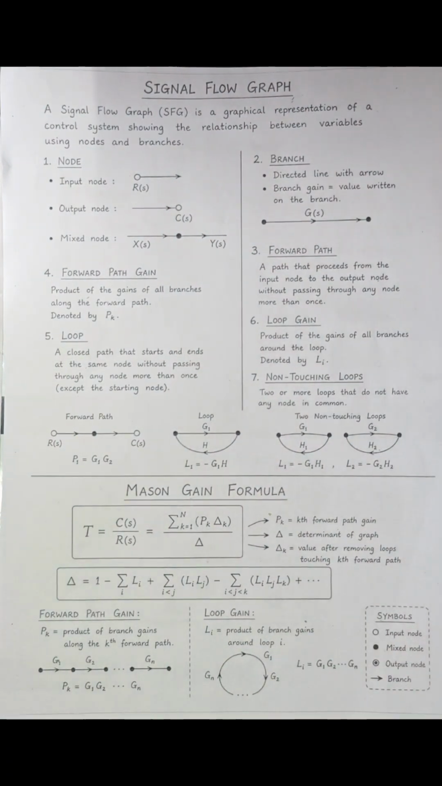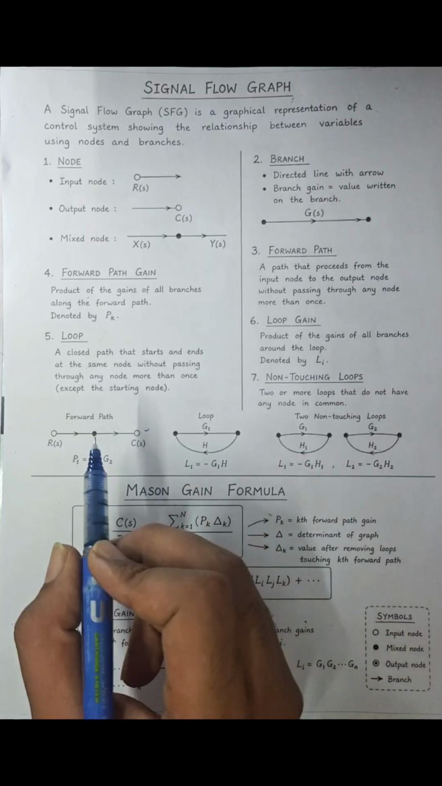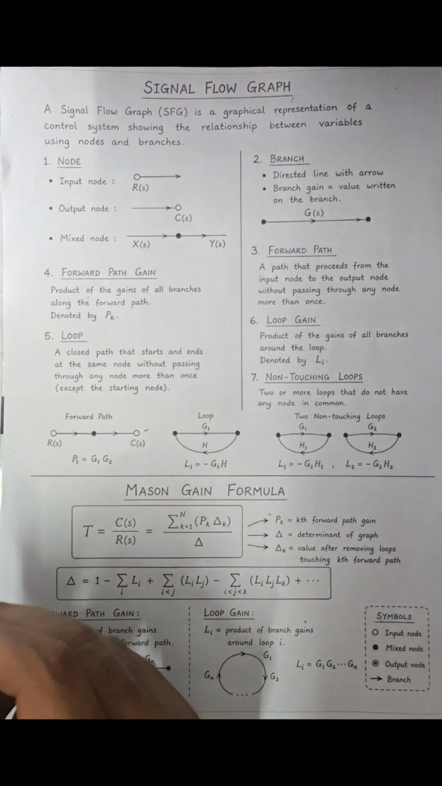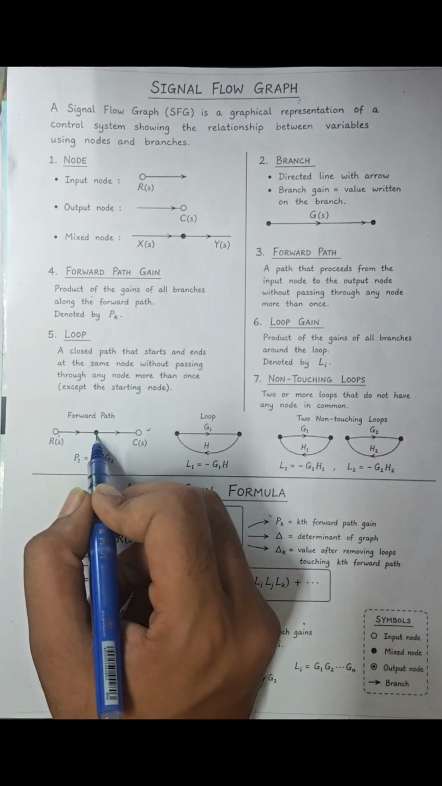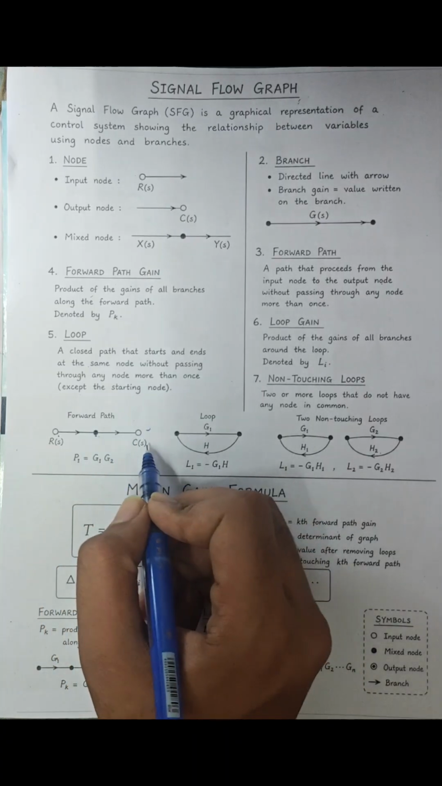So, what is a signal flow graph representation? A signal flow graph representation is the representation using nodes and branches. So nodes are known as variables and branches show the gain. So a signal flow graph can be shown like this, where an RS is connected to a node which is connected to a CS, which is an output node.